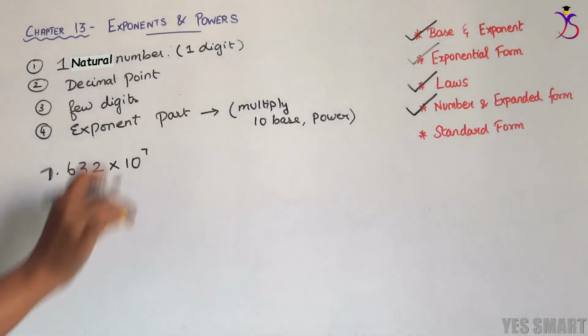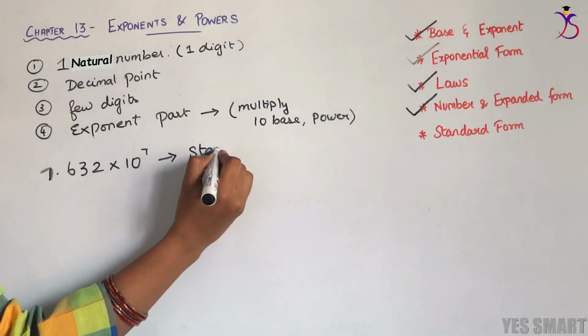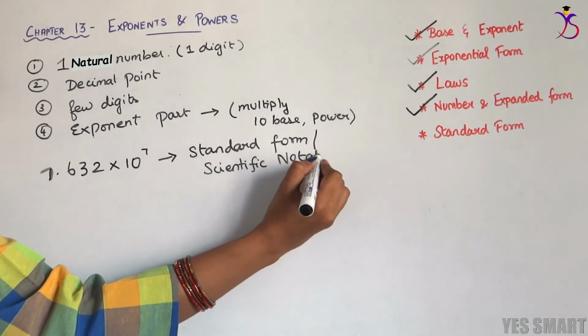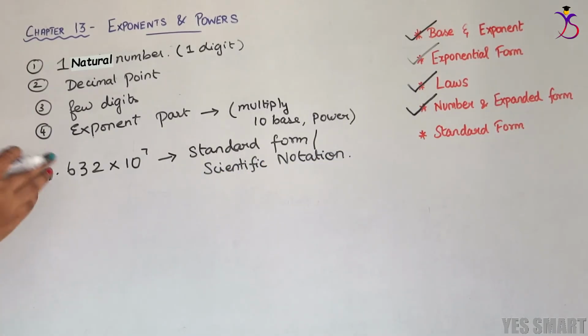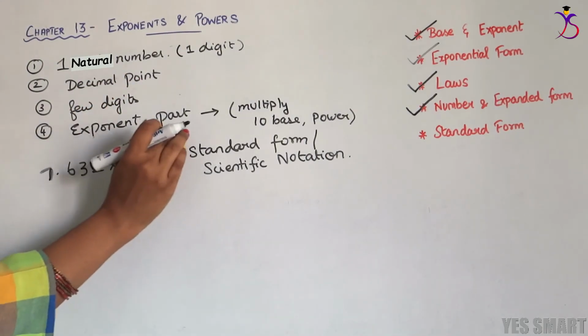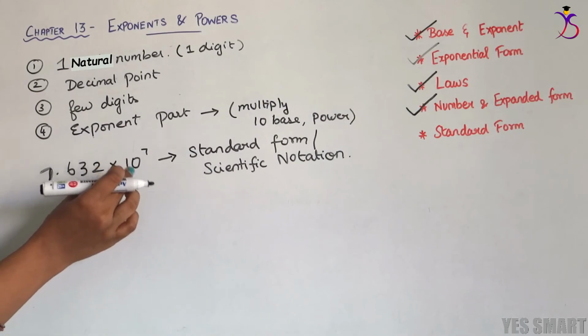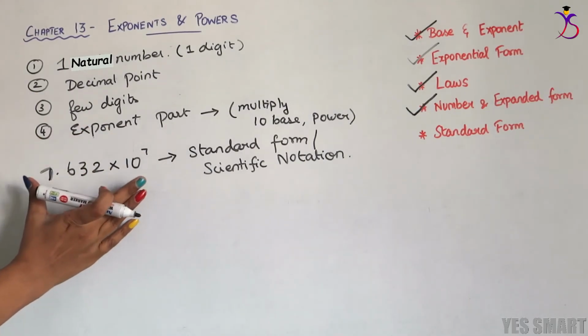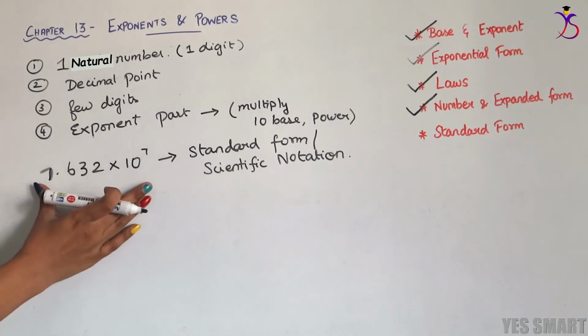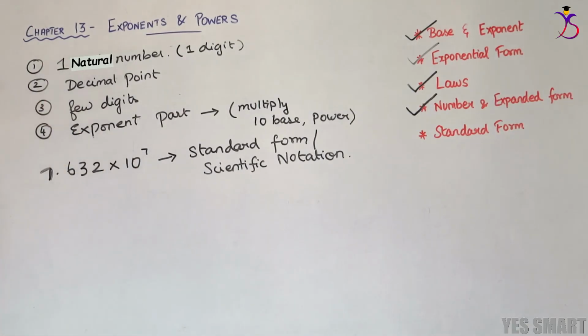So this is the standard form or scientific notation of a particular number. This is how the standard form looks. It has one digit, a decimal point, a few more digits, followed by the exponent part. The questions will be asked in such a fashion that a normal number will be given and we will be asked to write it in scientific notation or standard form. Let's look into a few examples.